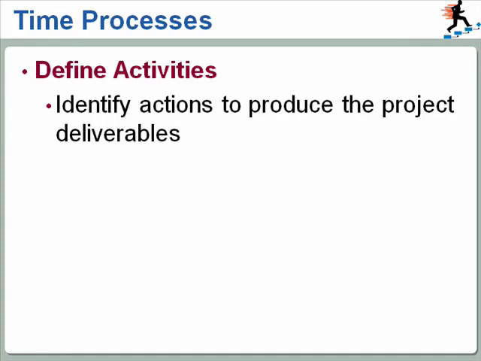And here is what we do in detail in these six processes. It all begins with define activities. That is the process of identifying the specific actions that need to be performed in order to produce the project deliverables.